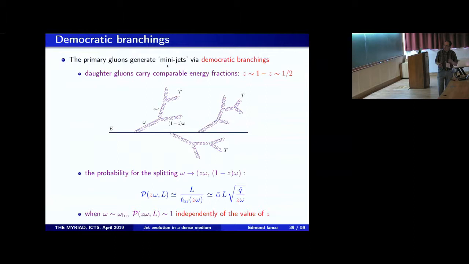Let's look at the probability for these gluons to split into these daughter gluons, Z omega and 1 minus Z omega. We apply the same law as before. The probability for this splitting is a medium size, which say this emitter anyone inside the nucleus is like medium size, divided by the typical time between two emissions from here to there. The typical time between two emissions is controlled by the energy of the daughter particle, Z omega. You know, this is the same formula as I had before.